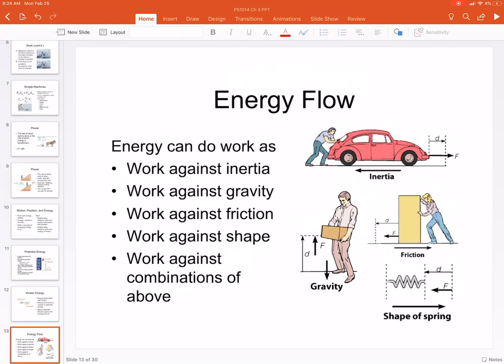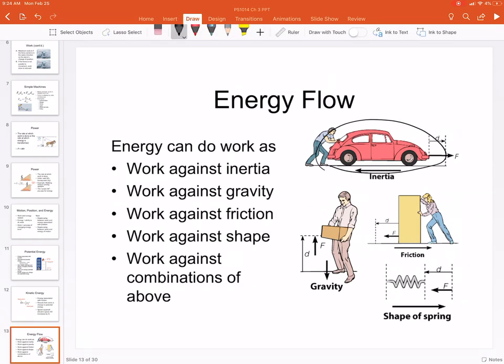So let's talk about energy flow for a little bit. All right, energy can do work against inertia, it can do it against gravity, like you can see here. As far as against inertia, here's this car right here, and basically that car just wants to stay still. So when you push against that car, you are working against inertia.